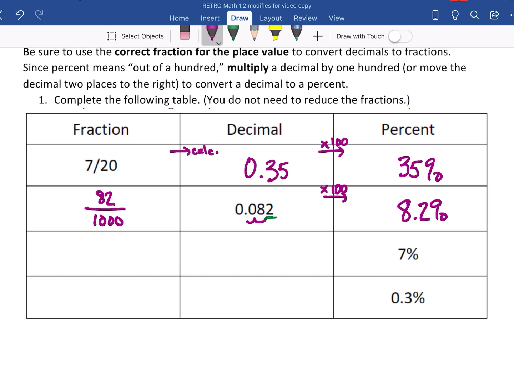Okay, last one. We're going to start with percent, which means when we move to decimal, we have to divide by 100. So 7 divided by 100 would be 0.07. I'll put a 0 in front of it. When I want to make the fraction, the 7 is in the hundredths place, so that would be 7 divided by 100. And I'll check again. I'll do 7 divided by 100 and make sure that I get 0.07.